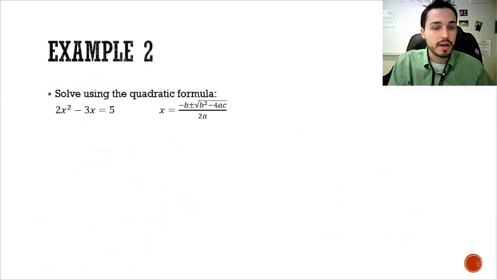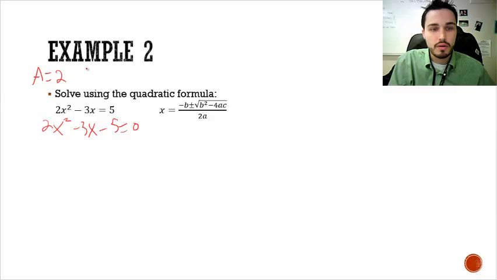Now, I think this next one cannot be factored. So, I don't remember, actually, but we're going to do the formula regardless. So here, remember, you always have to make it equal to 0, so I'm going to move this 5 over, which means it's going to go from positive 5 to being a negative 5. I've got 2x squared minus 3x minus 5 equals 0. A is 2, B is negative 3, and C is negative 5.